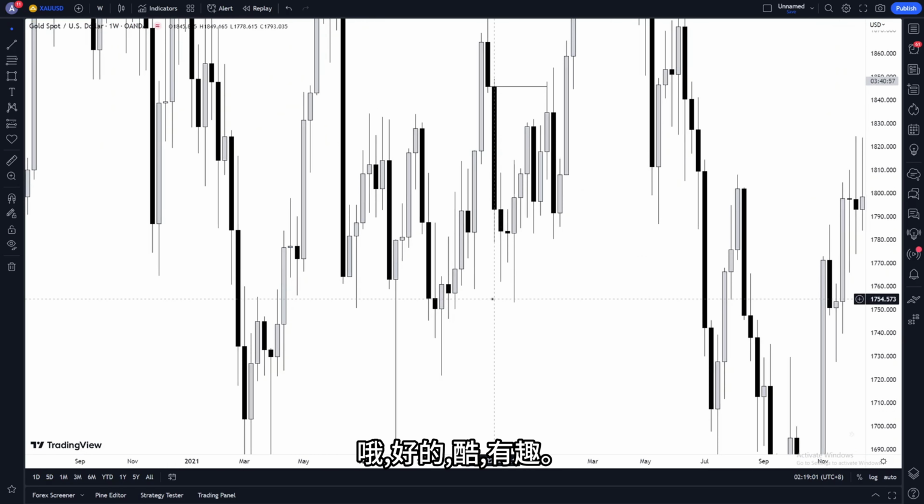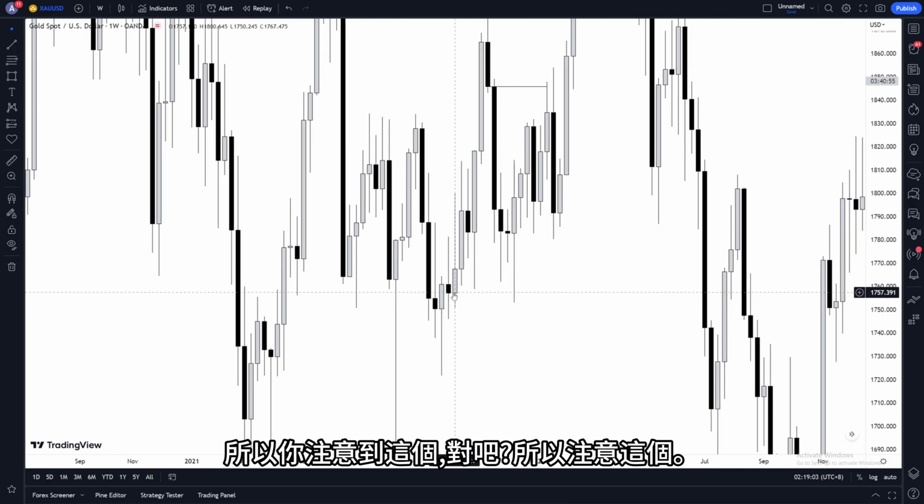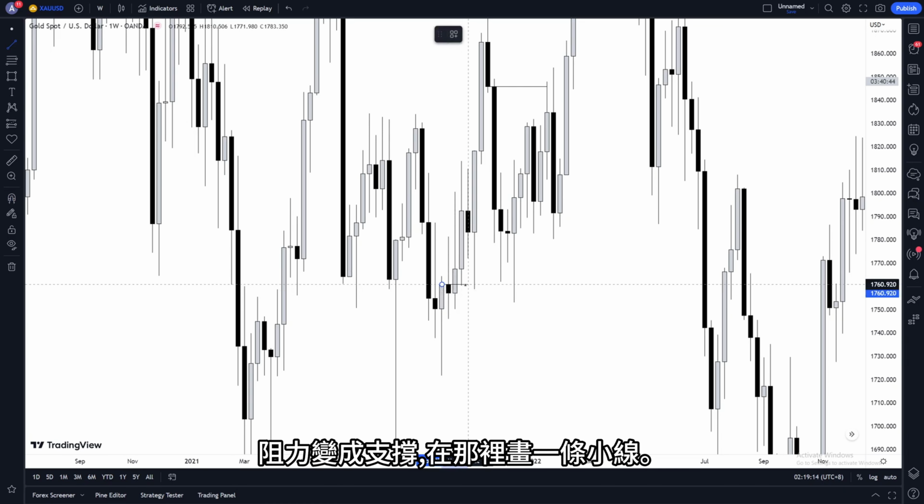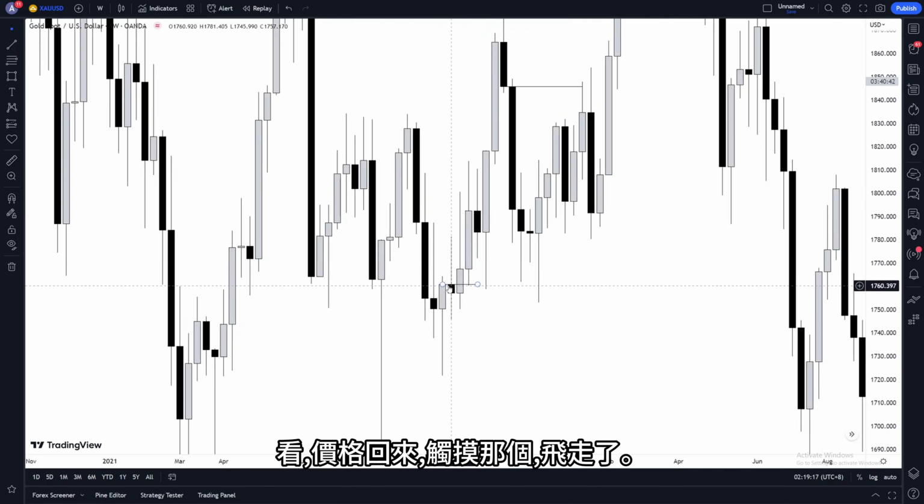Okay, cool, interesting. So you notice this, right? Keep an eye on this. Buy, sell. What is this? Resistance gets broken. So what is this? Resistance becomes support. We draw a little line right here. See? Price comes back, touches that, flies off.